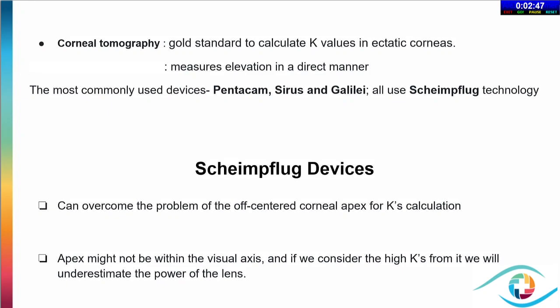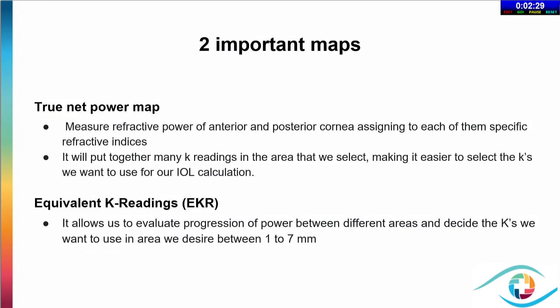Now, there are two important maps which we get from these devices, true net power and EKR map. So it is actually calculating both anterior and posterior surface cornea, and it is giving us these K values over different zones, that is from 1 mm to 7 mm. So we can select which K value we want to select, and according to the lens which we are putting, we can calculate. So this is how the EKR map looks. So if you see, we have from 1 to 7 mm, actually 8 mm, all the K values.